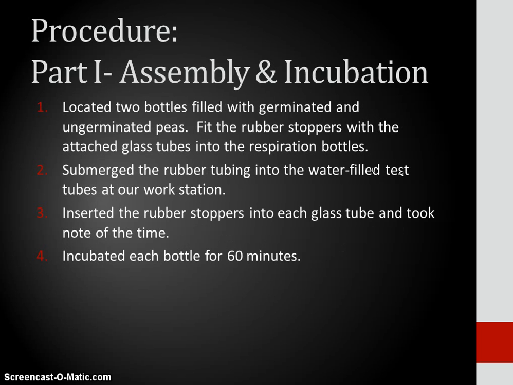So the first part of our procedure was assembly and incubation. First we located 2 bottles filled with germinated and ungerminated peas. Then we fit the rubber stoppers with the attached glass tubes into the respiration bottles. After that, we submerged the rubber tubing into the water-filled test tubes at our workstation. And then we inserted the rubber stoppers into each glass tube and took note of the time. And after that, we incubated each bottle for 60 minutes.